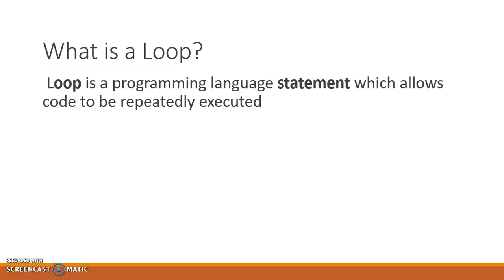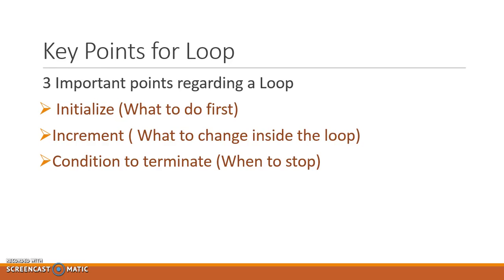What is a loop? A loop is a programming language statement which allows code to be repeatedly executed. Key points for any loop: first, initialize; second, increment; third, condition to terminate. The first point refers to what to do in the beginning. Then, what to change inside the loop, whether to do an increment or decrement, or what type of change you want to do. Third, the condition to terminate, that is, when to stop.